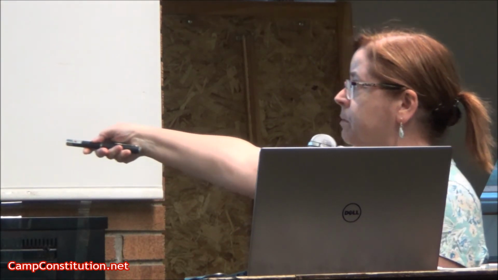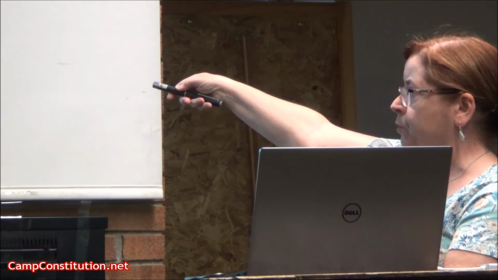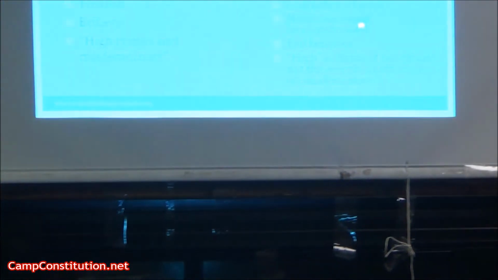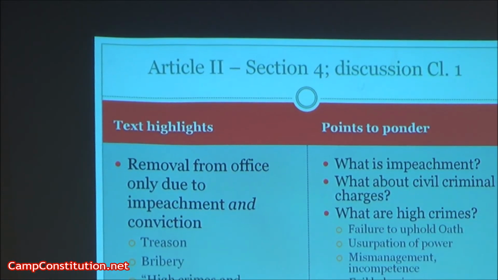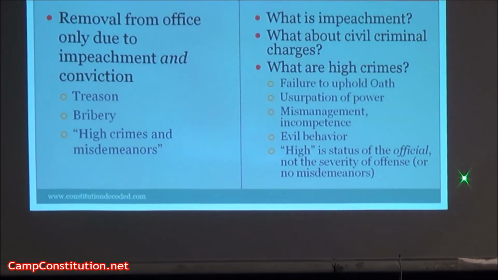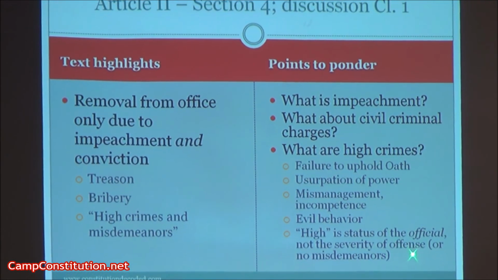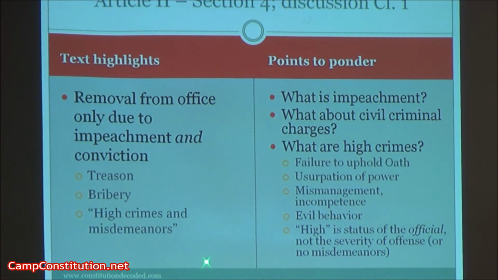The last thing I'm going to talk about is impeachment, treason, bribery, high crimes, and misdemeanors. Presidents are removed from office only due to impeachment and conviction for treason, bribery, or high crimes and misdemeanors. Impeachment's a trial. Civil and criminal charges come afterwards if he's removed from office. What are high crimes? Failure to uphold his oath, usurpation of power, mismanagement, incompetence, evil behavior. And high is the status of the official, that being the president, not the severity of the offense, or they wouldn't talk about misdemeanors, they'd only talk about felonies.